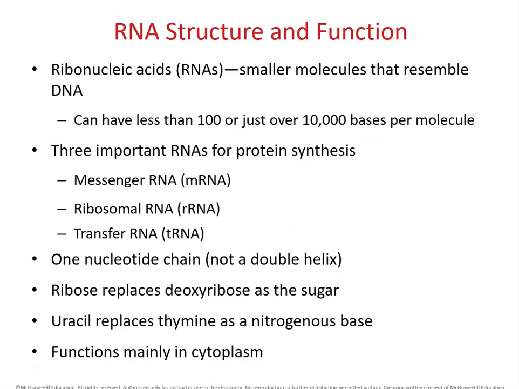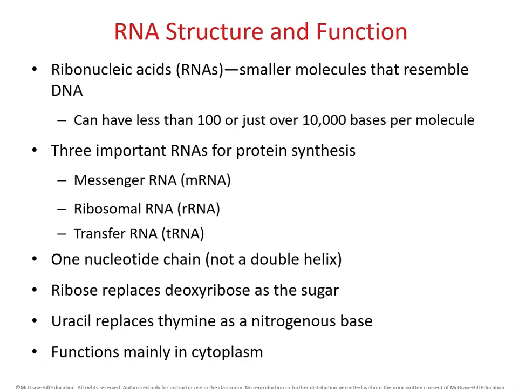Okay, so an RNA molecule could be very short, less than 100 bases, or it could be really long if it's a larger gene. There are also 3 different types of RNA. Messenger RNA is the one that carries the code from DNA in the nucleus to the ribosomes in the cytosol. Ribosomal RNA is one of the 2 things that makes up the actual structure of a ribosome. So a ribosome is made of ribosomal RNA plus some proteins.